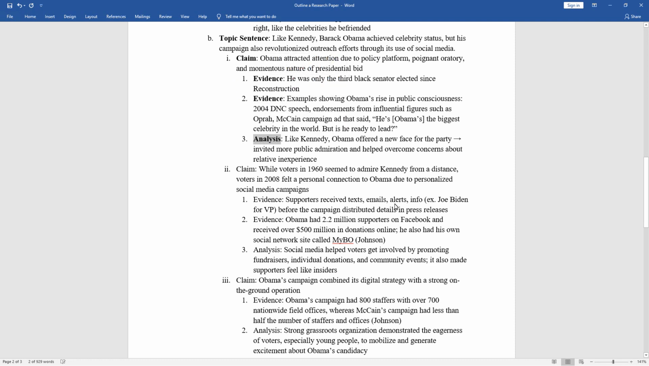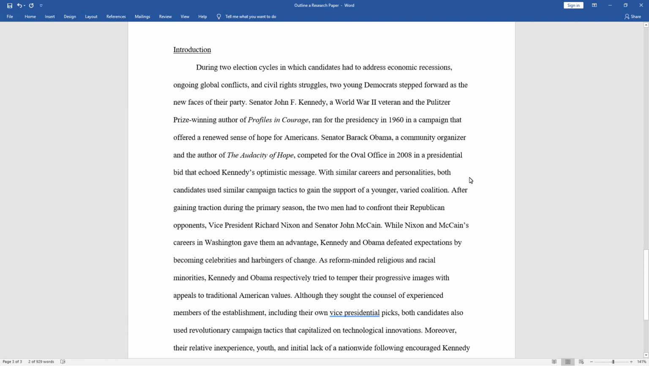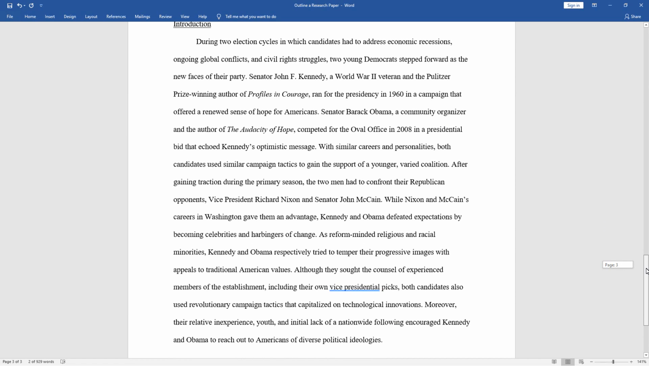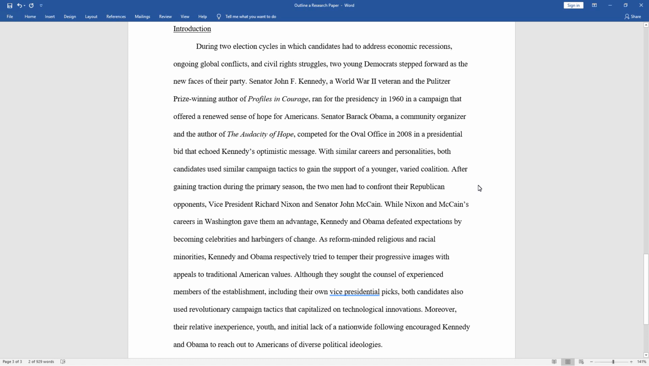Here we have the actual introductory paragraph that I wrote for my research paper using my outline. I often find that writing the first sentence for this paragraph is the hardest because we feel this enormous pressure to impress our reader. But I just like to follow one simple rule, which is to avoid sweeping generalized statements that start out with phrases including throughout history, throughout time, it is a truth universally acknowledged, or anything like that. Instead, I began by drawing some parallels between the 2008 and 1960 elections. I stated that candidates would have to face economic recessions, ongoing global conflicts, and civil rights struggles.